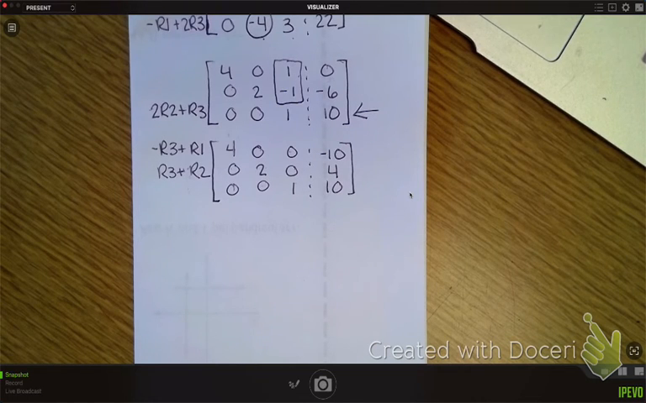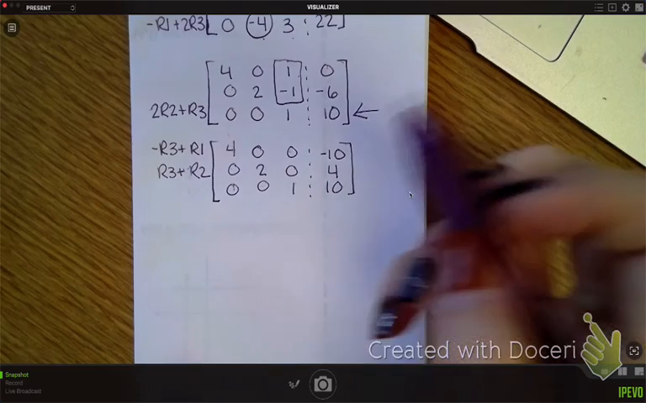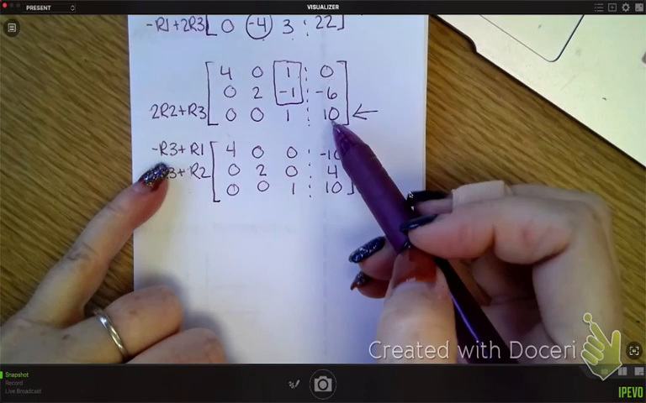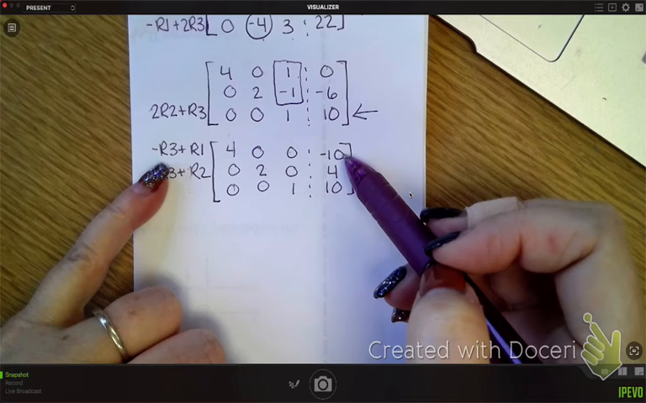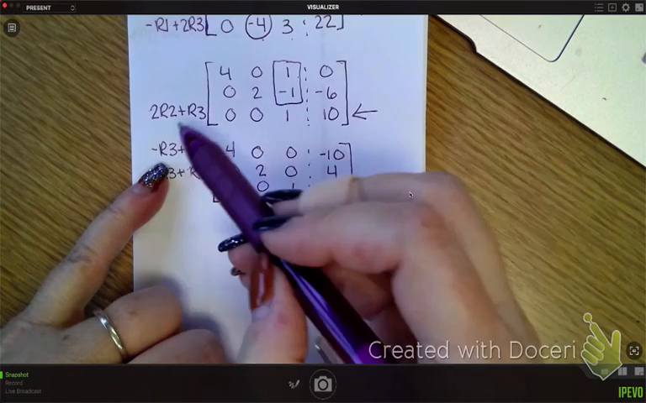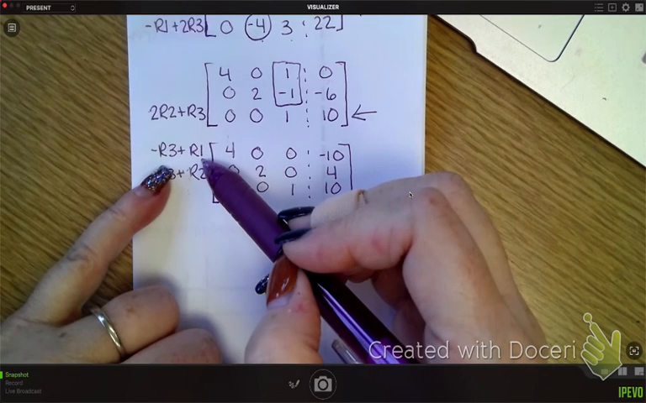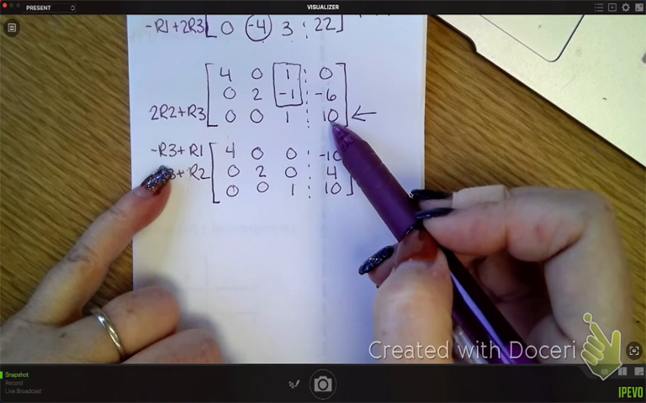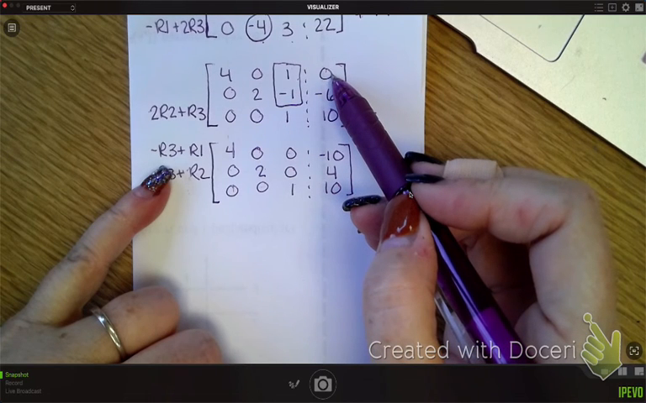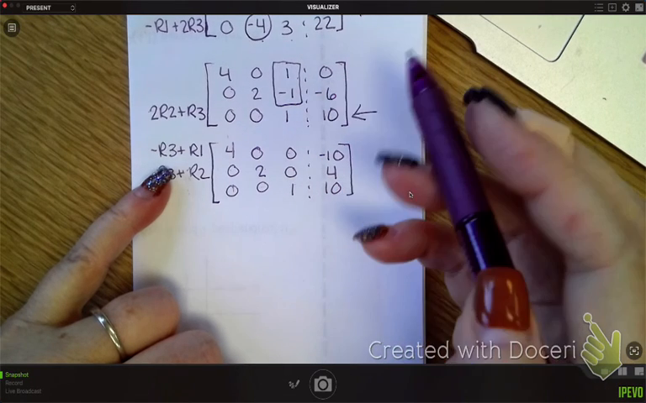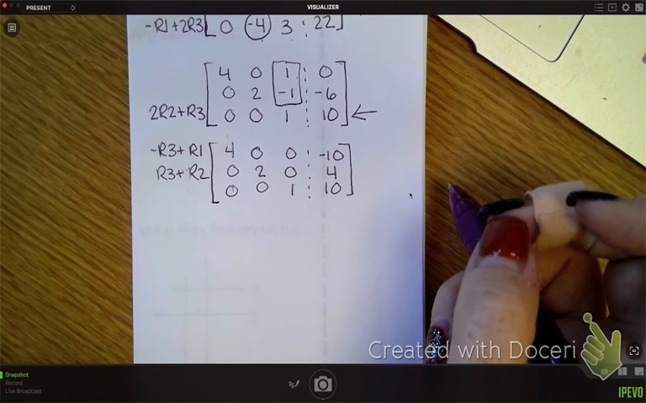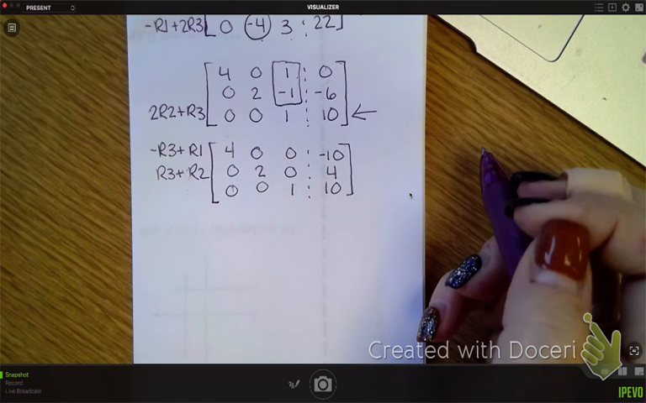How did you get your numbers over here? I can't see your paper. The negative 10, 4, and 10. Okay, so negative R3 plus R1. So negative 10 plus 0 is negative 10. Oh, okay. I'm dumb. No, you're not. Riley has a question. It was the question on R3 plus R2, like, how'd you figure that out? But then I realized it was row 3.